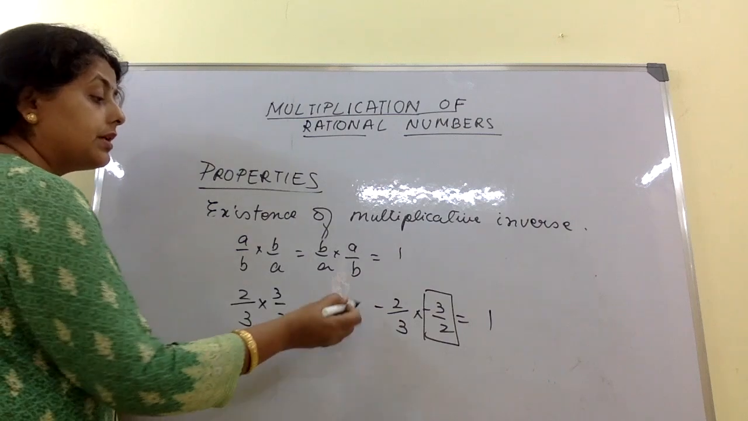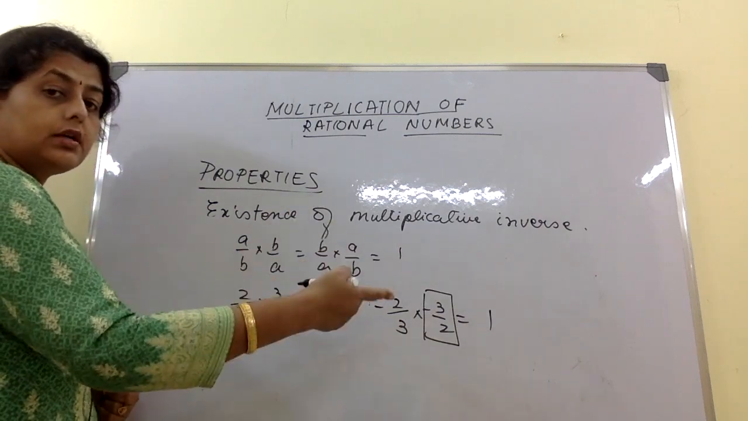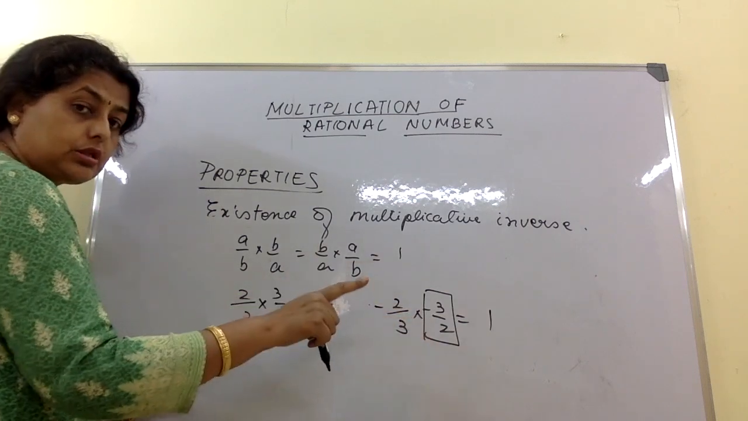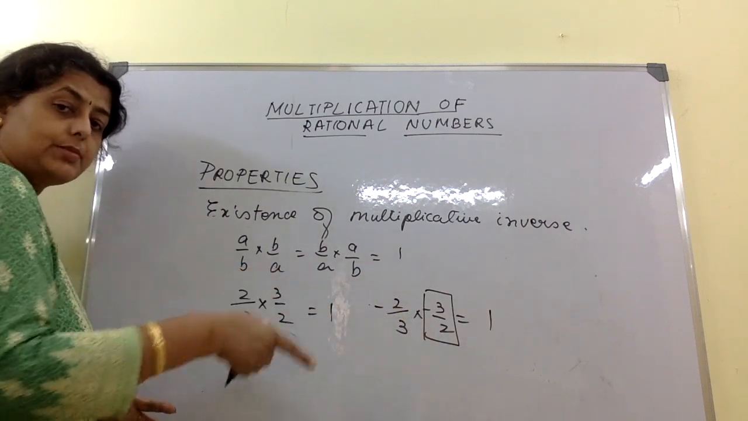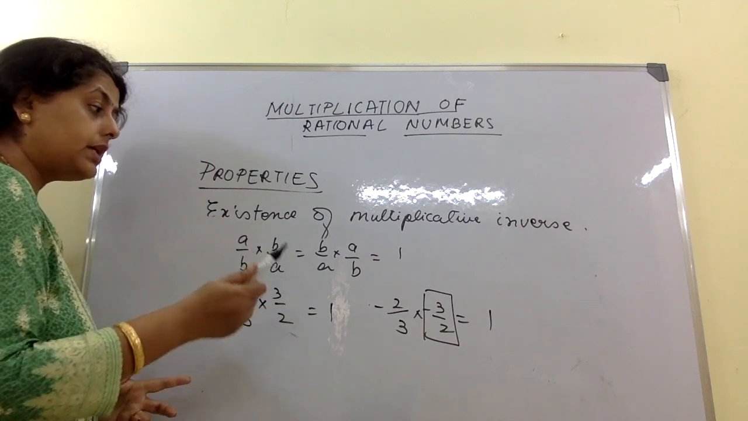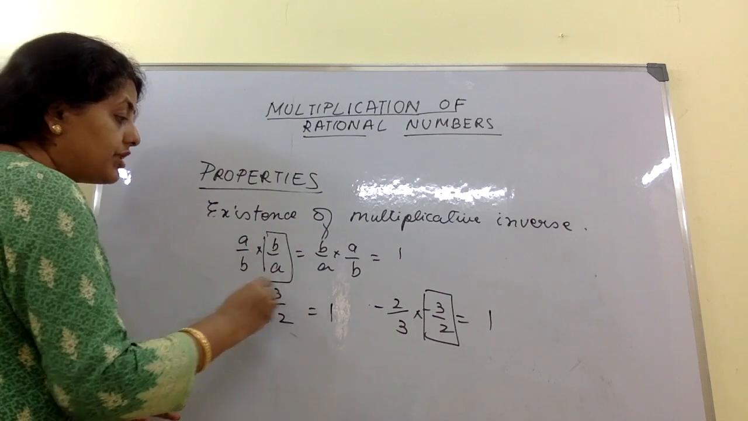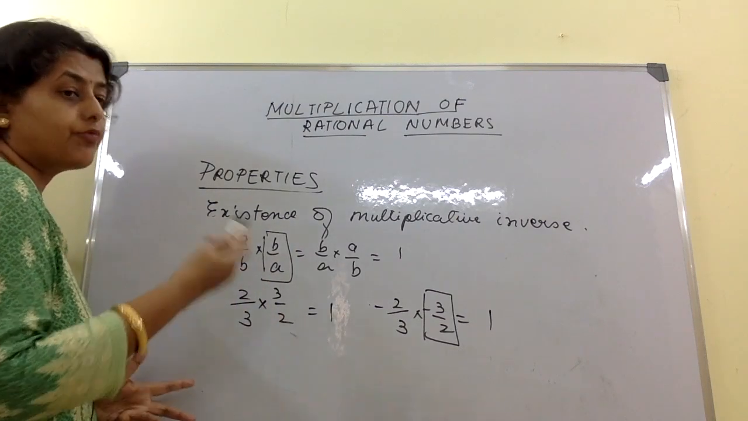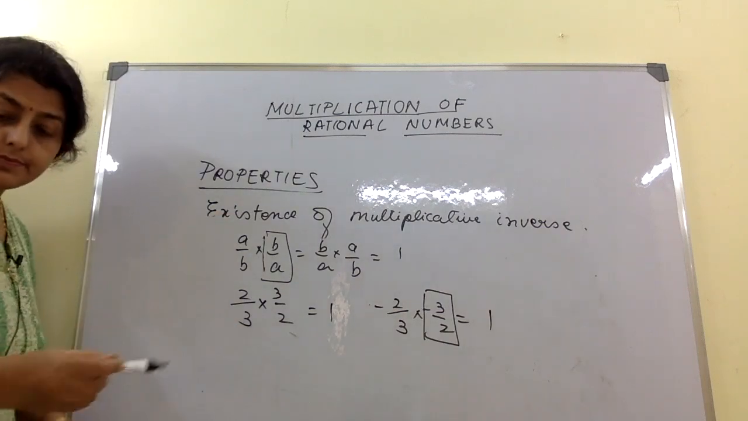Remember one thing, if the number has a negative, the reciprocal should also have a negative. Only the numerator becomes the denominator and the denominator becomes the numerator. I repeat, multiplicative inverse is that number which when multiplied with a number gives a 1. Okay, not a minus 1.